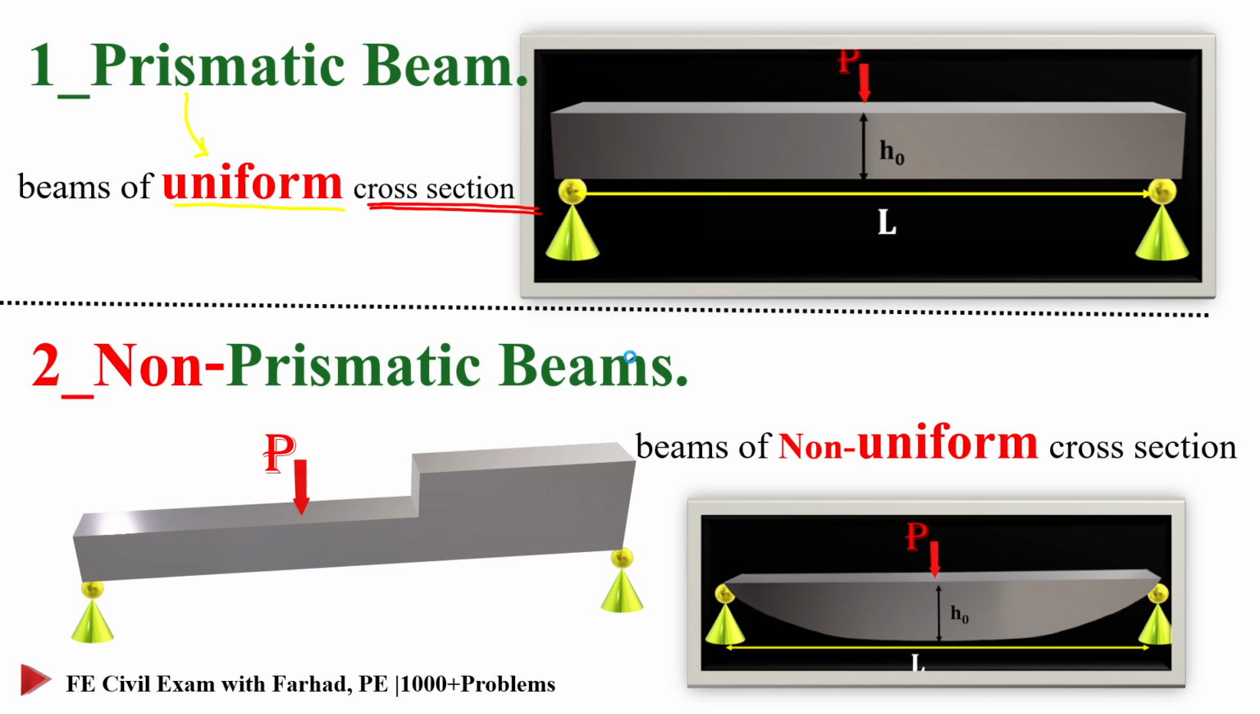It can be an abrupt or sudden change, for example, the combination of different sections, or a continuous change in the cross section. As you can see, both of them are examples of non-uniform cross sections, which leads to a non-prismatic beam condition.